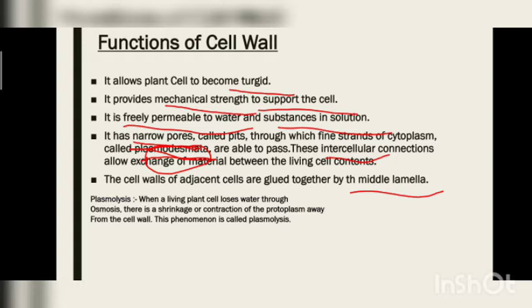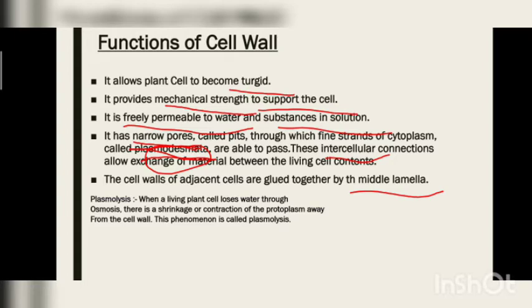Now, sometimes what happens is the plant cell loses its water. How does it lose its water? At that position it is called plasmolysis. It means that when a living plant cell loses water through osmosis, there is a shrinkage of the protoplasm. All the water goes outside of the cell, and that situation is called plasmolysis, or we can call it plasmolyzed. This shrinkage of the cell in animals is called crenation.